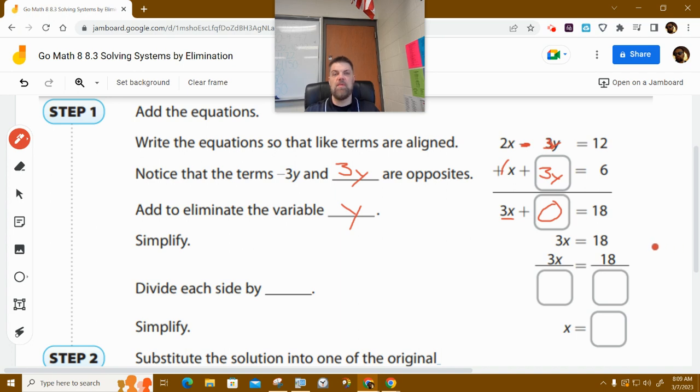Yeah, but it just goes away. How many y's do you have? 0. But that doesn't mean that's the value for y. Is that what you're asking? No. We'll have to go back and figure out what y is.